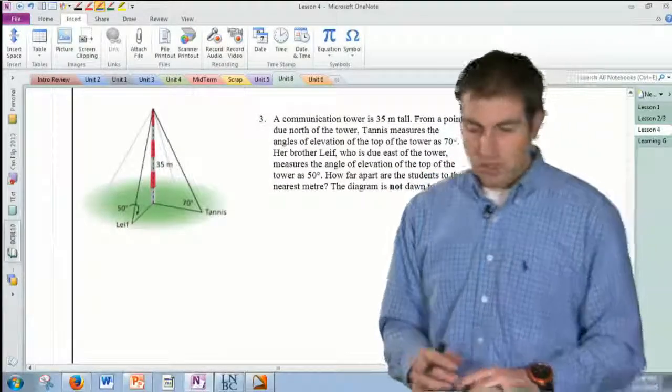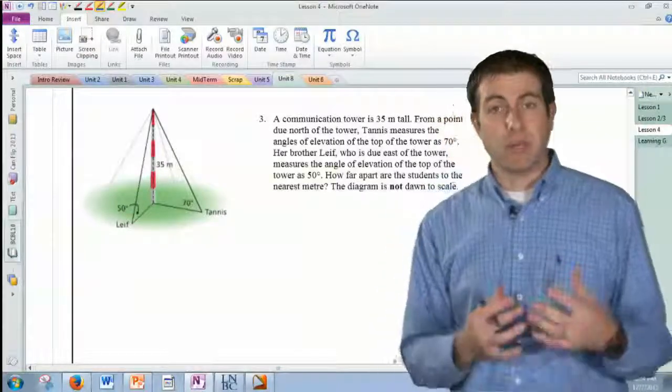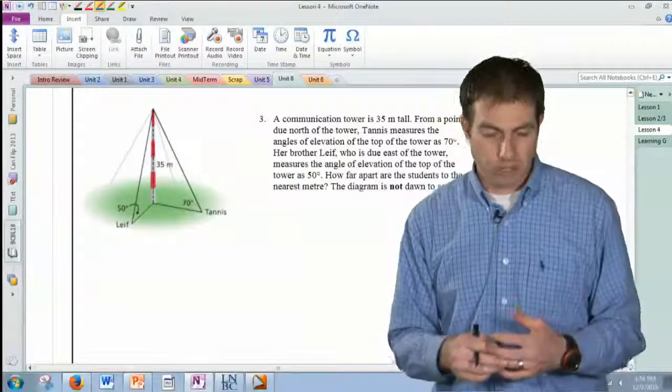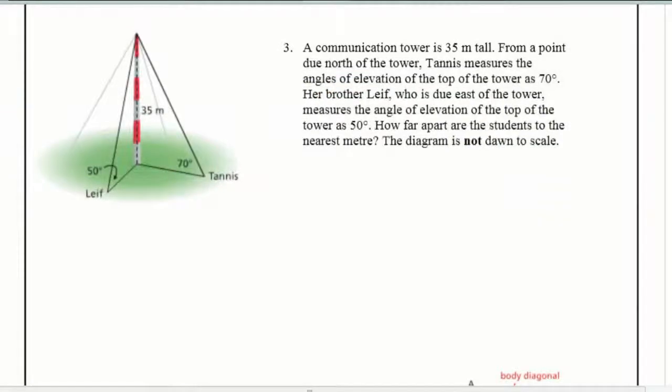All right, this one's looking a little bit different. We have sort of a three-dimensional feel to this one. We have a communications tower. We know how tall it is, 35 meters. We know a point due north of the tower. The angle is measured to be 70. Due east of the tower, the angle is measured to be 50. How far apart are the students to the nearest meter?